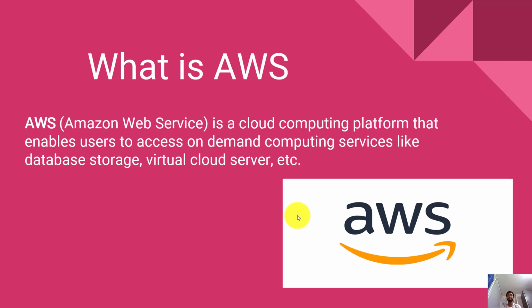AWS provides 70 plus services and those services are continuously growing. For example, compute services, storage services, database services. These services are used through the cloud. We can rent those services and also we can pay as we use those services.